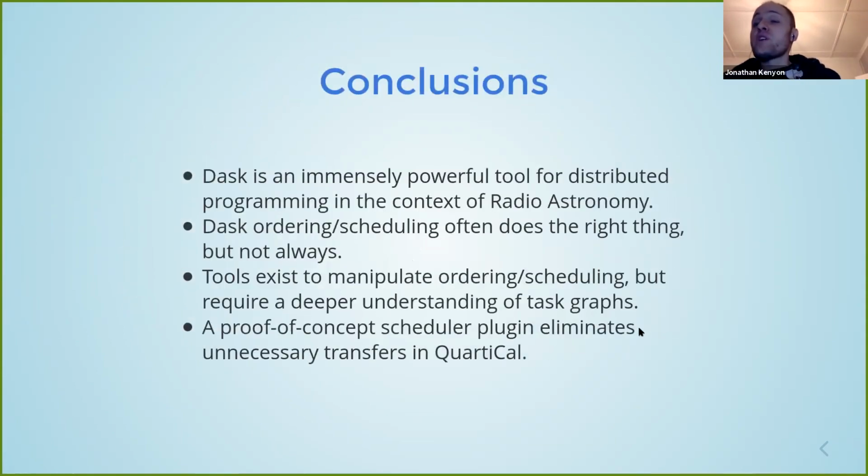I have spoken so fast that I think I'm a little early, but I'll leave you with my conclusions, which is just that Dask is obviously an immensely powerful tool for expressing our radio interferometry and radio astronomy applications. Dask ordering and scheduling often does the right thing, but it doesn't always do the right thing. And as developers, we've got to be quite aware of that. We do have tools to manipulate ordering and scheduling, but they do require a much deeper understanding of task graphs. And then finally, I've implemented this proof of concept scheduler plugin, which certainly for my application massively improves performance and eliminates unnecessary transfers.